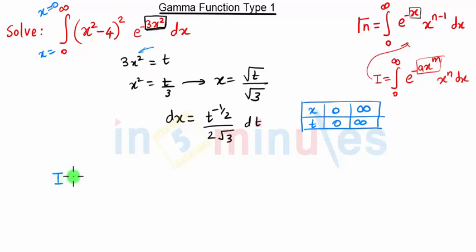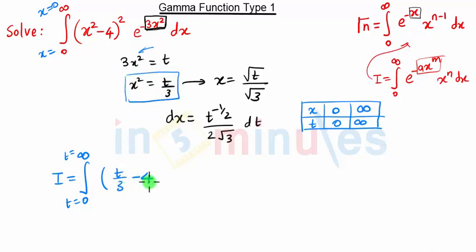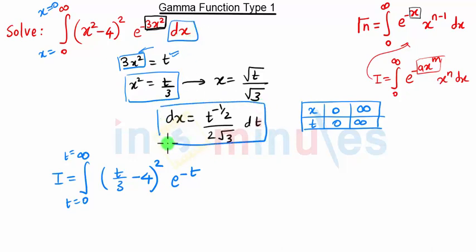Now our new equation will become I equal to integral from 0 to infinity, this is for t equal to 0, then into x square. What is x square? From this term, x square is t by 3, minus 4, the whole square, into e raised to minus 3x square. We are putting 3x square as t, so e raised to minus t. What is dx? We have calculated dx here, which is t raised to minus half upon 2 root 3 into dt.